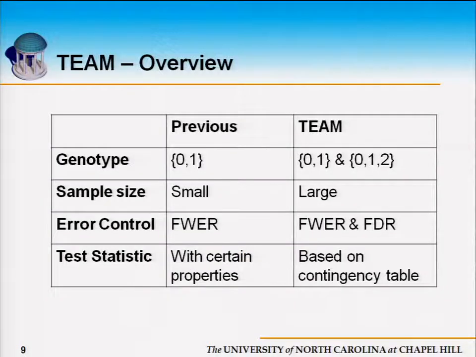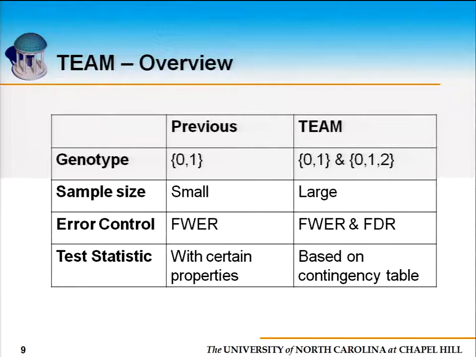previous method. For example, the previous method only considered binary genotype, and the team can do multiple numbers of target populations. The previous approach only worked when the number of samples is really small, and the team can do large sample studies. Basically, it's specifically designed for human GWAS. And the previous approach can only control family-wise error rate and false discovery rate, which are both widely used in GWAS.